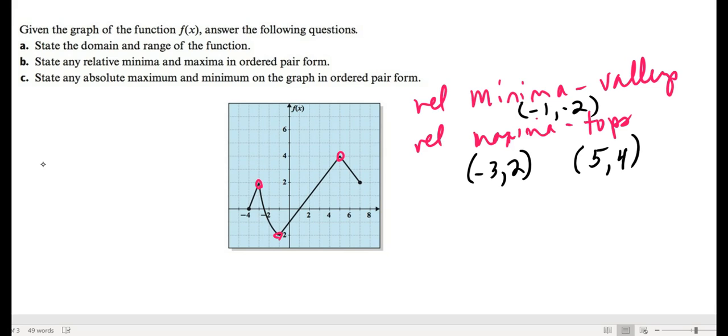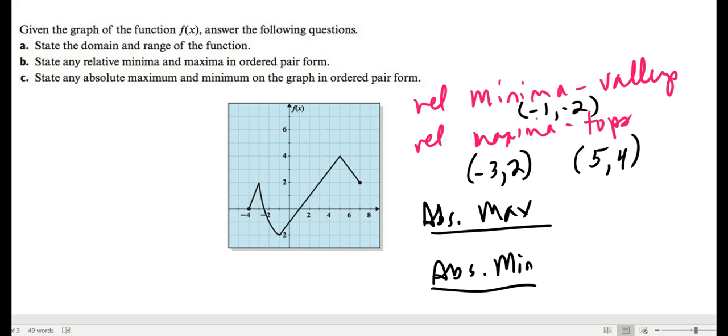They're not turning points. Part C asks us to state any absolute maximum or minimums on the graph. So this is saying overall, anywhere in the entire domain, what is the maximum or the minimum? So let's see if we have any. Our highest point on our graph is going to be right here, right? And our lowest point on our graph is going to be right here. So those are going to be our two points, our absolute maximum and our absolute minimum. Our absolute maximum is (5, 4), and our absolute minimum will be (-1, -2).